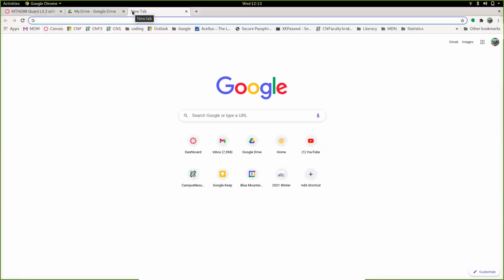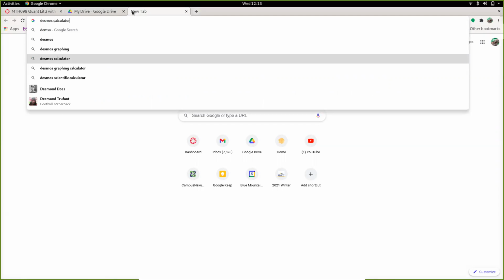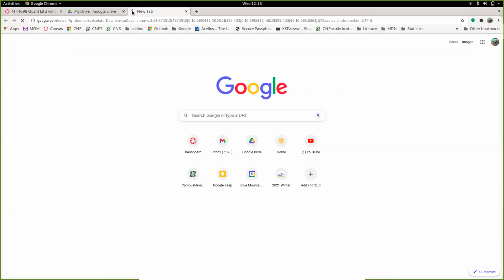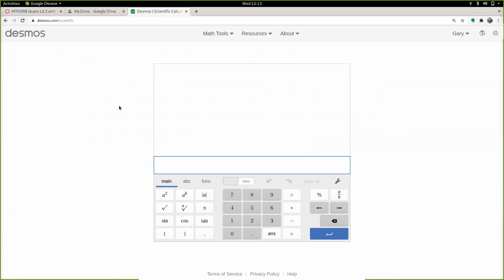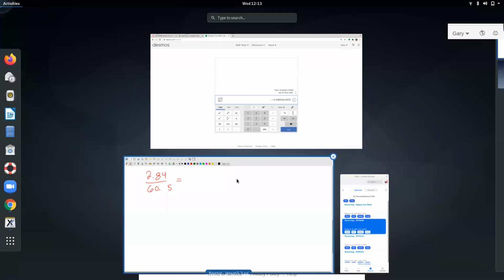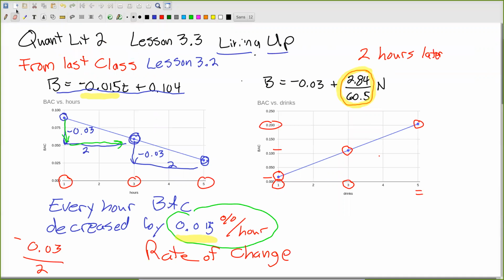And I think, for fun, let's use the Desmos scientific calculator. So I've got 2.84, and make sure I get this right, 60.5? Yep. Okay, good. Let's double check just to make sure Brenda agrees. Yes, okay, there we go. Pretty sure I wrote it right in my notes.